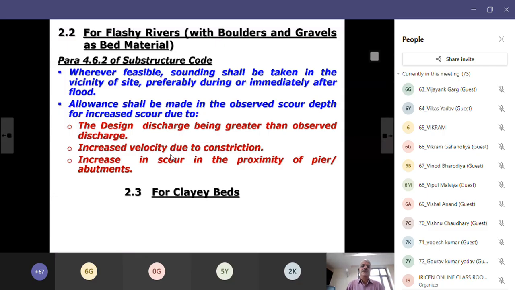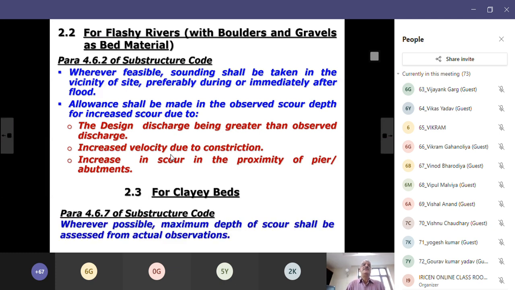You can take some nominal scour and do with that. If it is sandy, silty alluvium, use Lacey's formula. If they are fleshy rivers, which normally have boulders and gravels as bed material, use actual observation. And at the last, you may have clay beds. This happens many times. For clay beds also, our code 4.6.7 says wherever possible, the maximum depth of scour shall be assessed from actual observations, and then whatever allowance you have to add, you must add that.